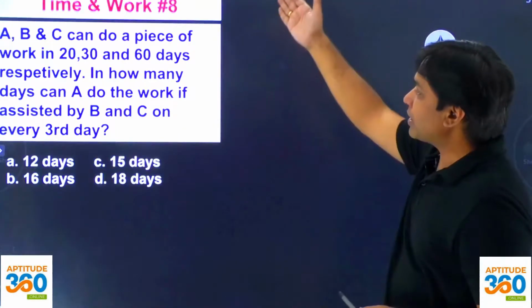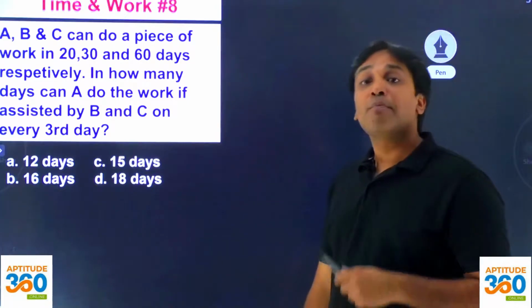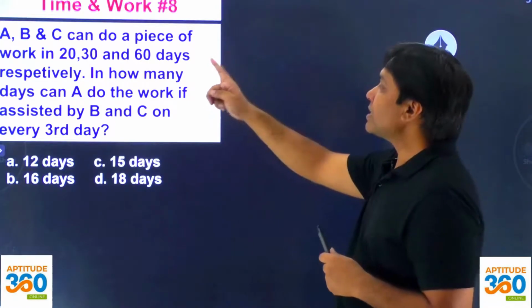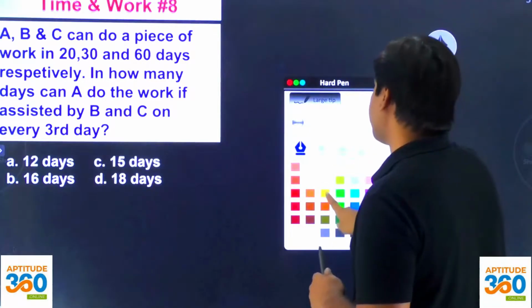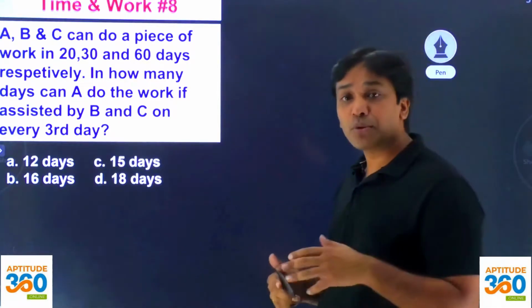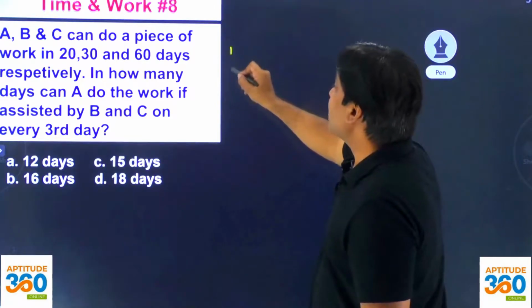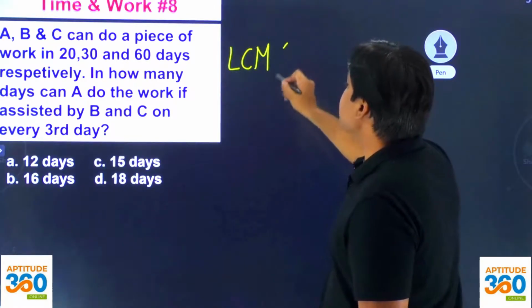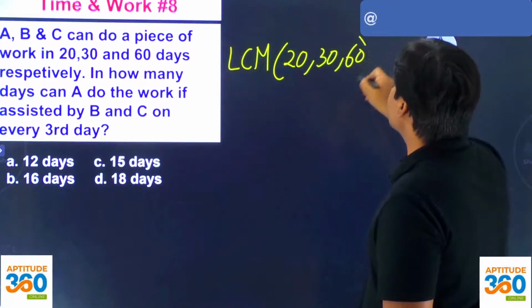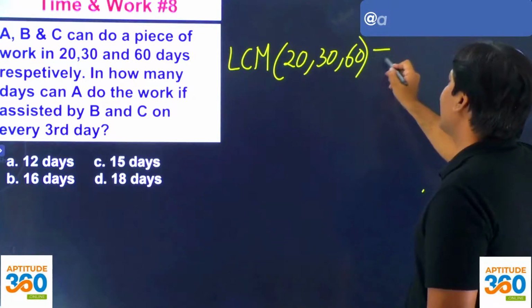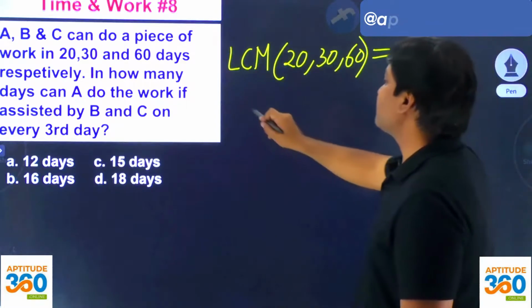So let us get started and try to solve this problem by using LCM method. It says that ABC can do a piece of work in 20, 30 and 60 days. So what is the very first step that we should be doing? We should be taking LCM of these 3 days. So if you take LCM of these 3 days, it is coming out as 20 and then 20 and then 30 and 60. It is nothing but 60, isn't it? I hope you're understanding how this is 60.